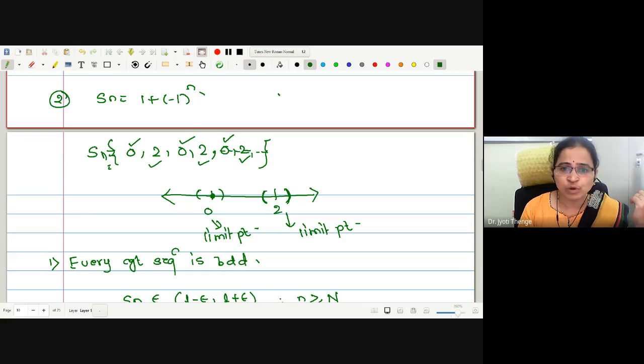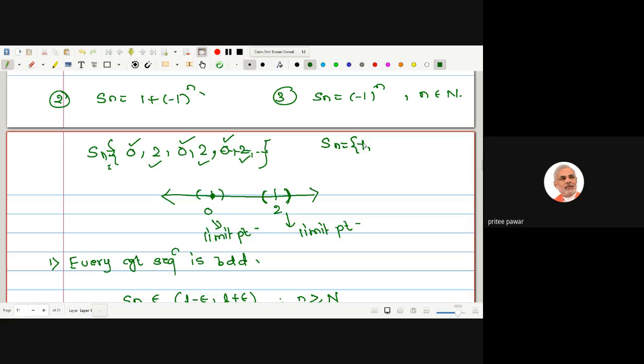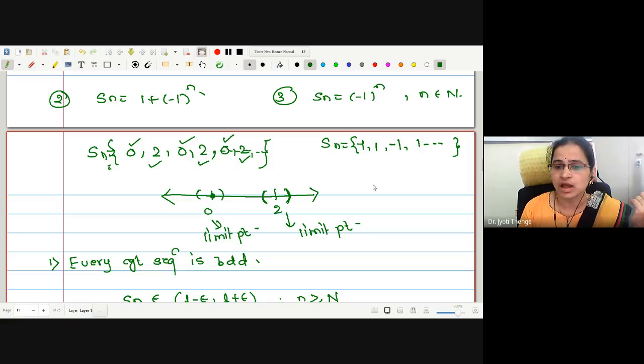One more example: suppose I write (-1) raised to n for any n. What are the sequence points? 1, -1, 1, -1, 1. Again, with a similar situation, may I say -1 and 1 are the limit points? Because in the neighborhood of -1, how many points of the sequence come? Infinite. Again, in the neighborhood of +1, infinite points come. Therefore, these two sequences are good examples of sequences having two limit points. Therefore, the sequences are not convergent.